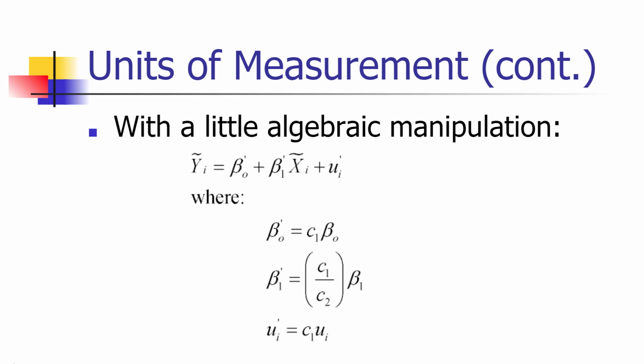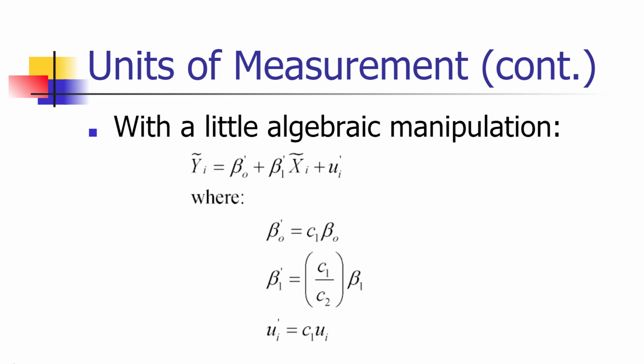If we look at the impact on the estimated slope coefficient, we see the new slope coefficient will be equal to C1 over C2 times the original value. So if we rescale the dependent variable, the slope coefficient, remember, is a change in y over the change in x. And because now the new units of y are 1,000 times larger, then the change in y will be 1,000 times larger, and therefore the slope will be measured as 1,000 times larger.